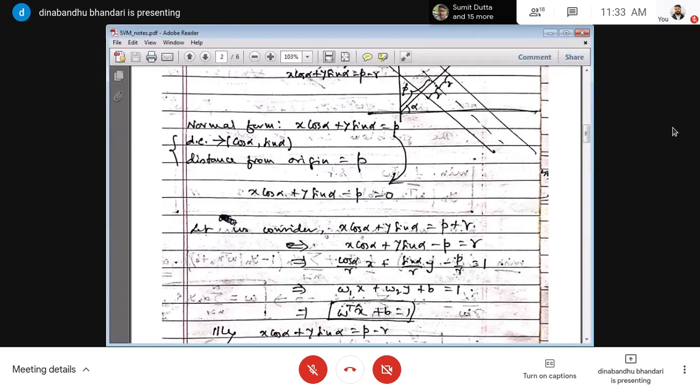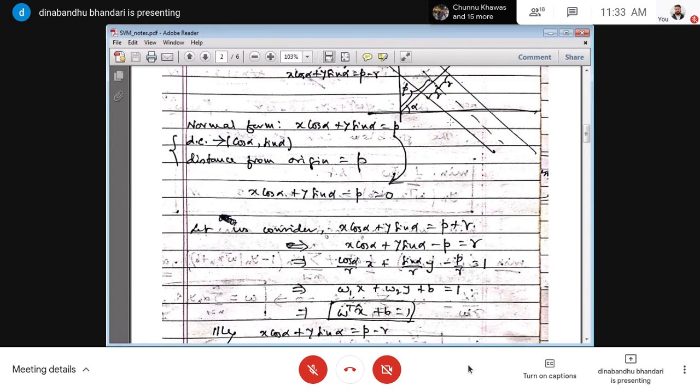These three are constants, right? So I can write in 2 dimension as this. In 3 dimension, it would be W1x1 plus W2x2 plus W3x3, or W1x plus W2y plus W3z plus B equal to 1. And that can be written as, in general, in higher dimension, W transpose X plus B equal to 1. So if this equation, I can write W transpose X plus B equal to 1, and we know what this W is. W1 is equal to cos alpha by R, W2 equal to sin alpha by R, and B is equal to minus P by R.